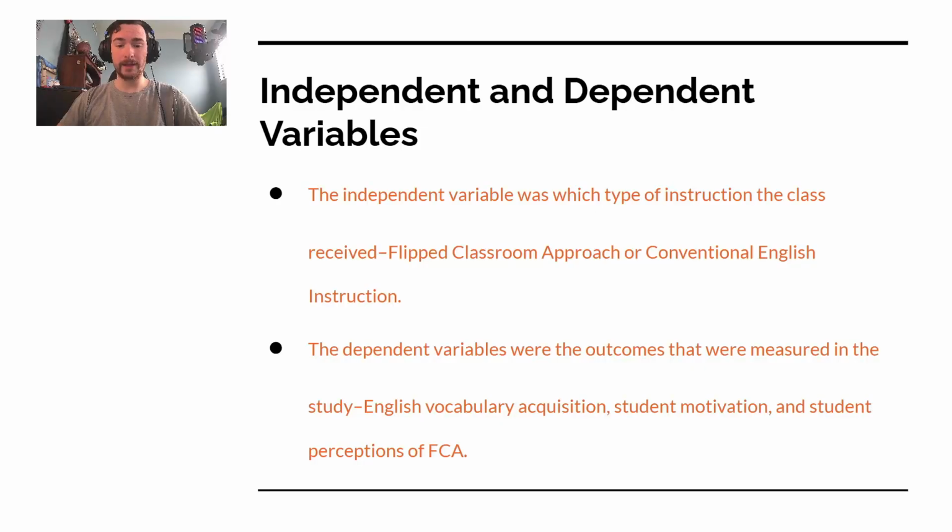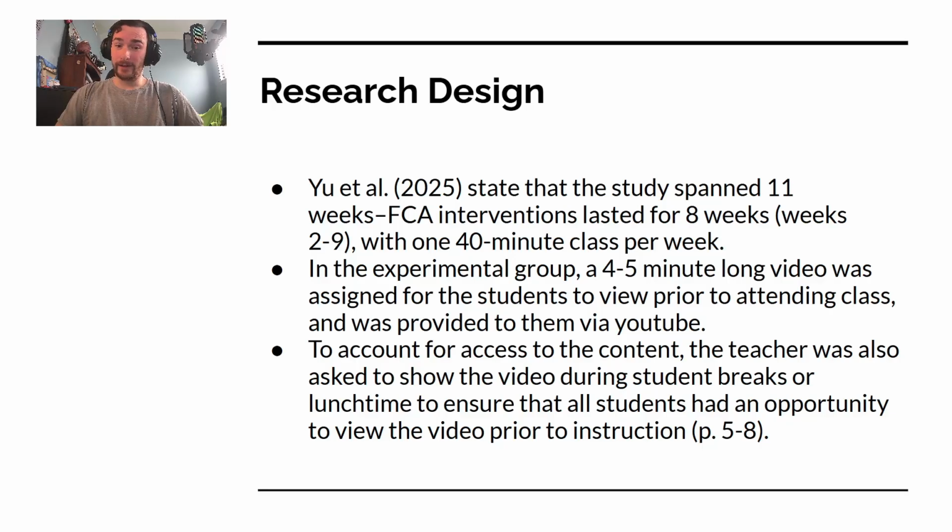The independent variable was the type of instruction, either the flipped classroom or the conventional instruction. The dependent variables were the vocabulary acquisition, student motivation, and student perceptions of the flipped classroom model. The study lasted for 11 weeks, with the flipped intervention taking place during weeks 2 through 9.